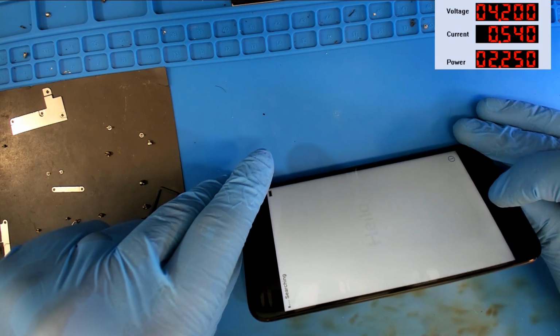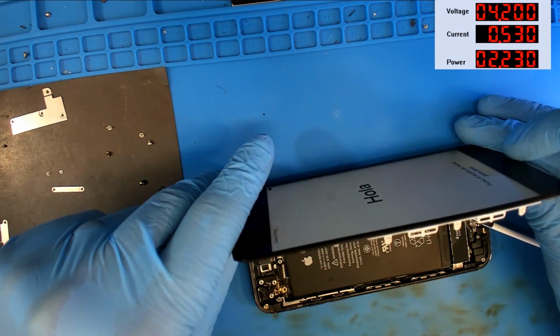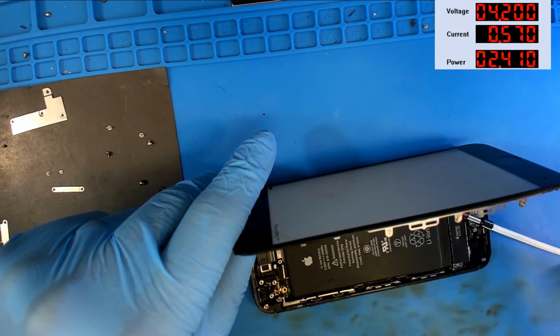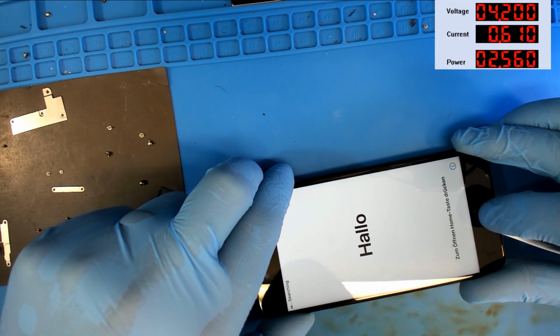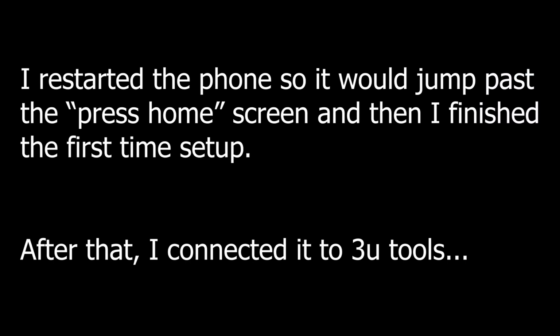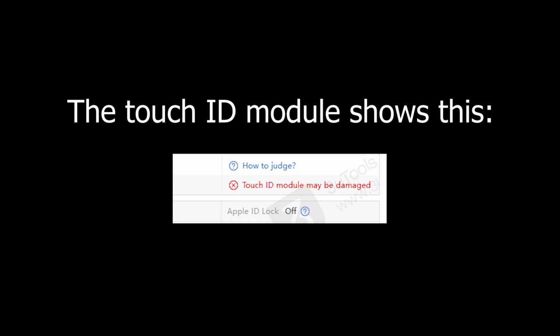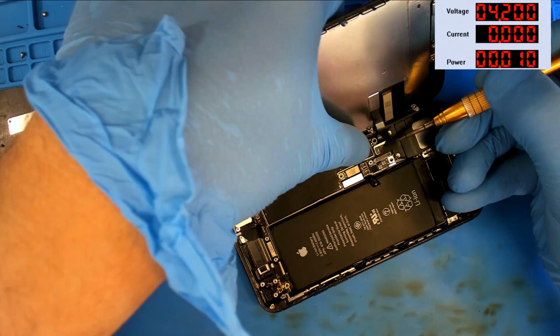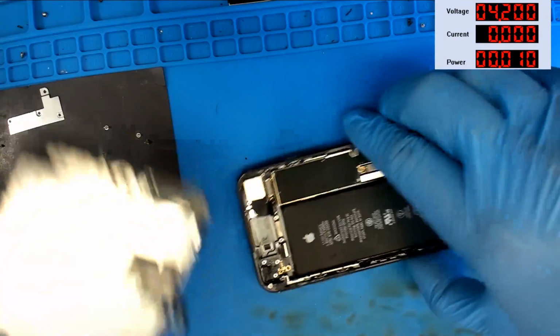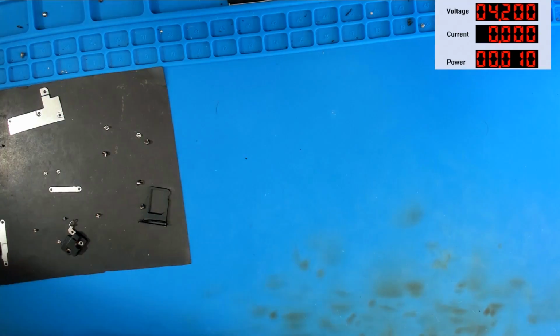Let's see if the home button works. I'm not getting a click on the home button. That's lovely, isn't it? So we're gonna have a look at the Touch ID module here under a microscope and see if we can see what is torn.